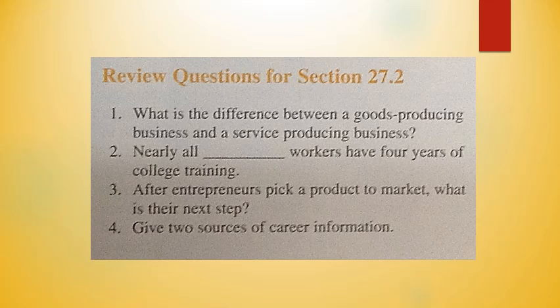These are the questions for section 27.2. What is the difference between a goods producing business and a service producing business? A goods producing business is a manufacturing facility, for example, a business that produces, builds, constructs, or manufactures a good or a product, usually for sale or distribution, while a service producing business provides labor, service, and basically expertise to either repair and service the already built or already existing product.